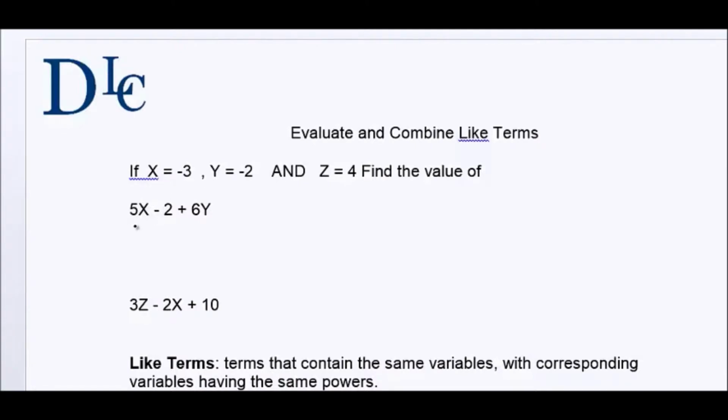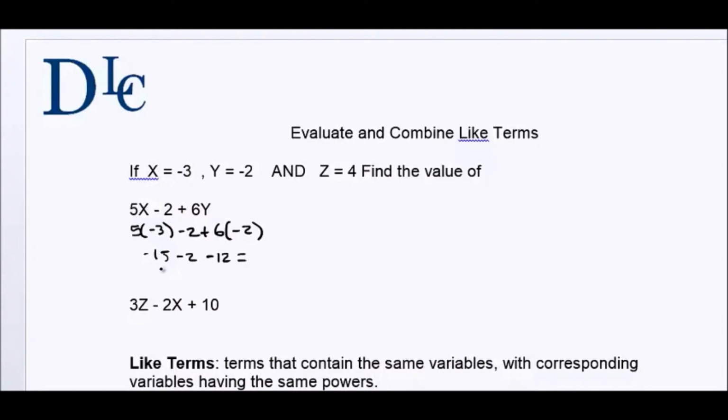So x equals negative 3, so it's going to be 5 times a negative 3 minus 2 plus 6 times y. Y equals negative 2, so plug it in. 5 times negative 3 is a negative 15 minus 2 plus 6 times negative 2. You're not going to bring down the plus 6. Multiplication comes first before you start adding. So multiply the 6 times the negative 2 first. 6 times negative 2 is negative 12.